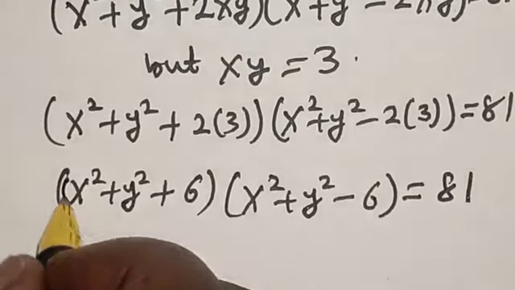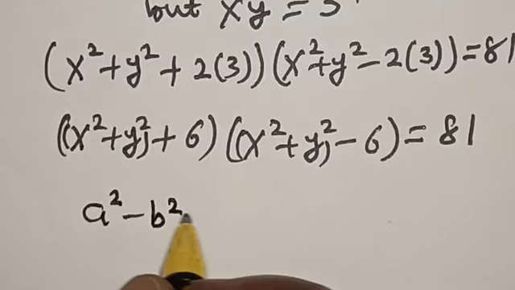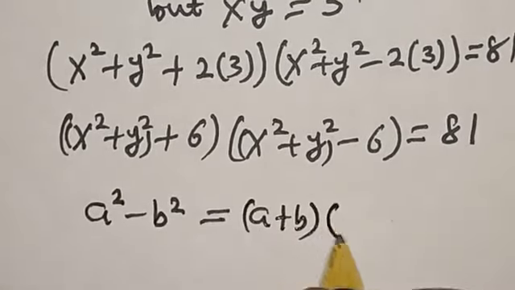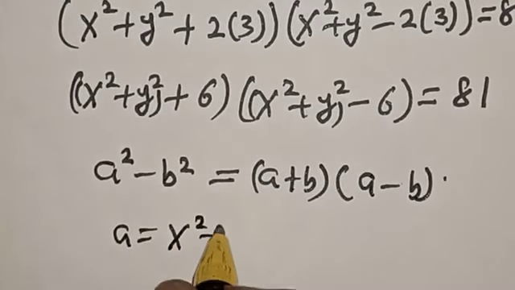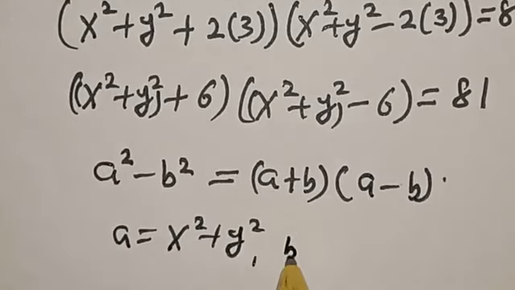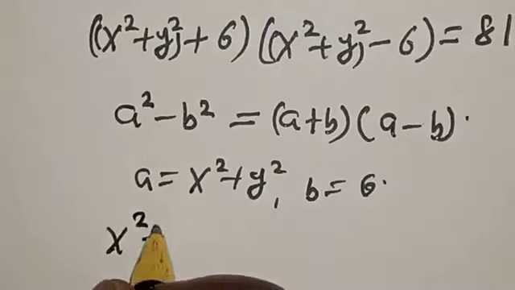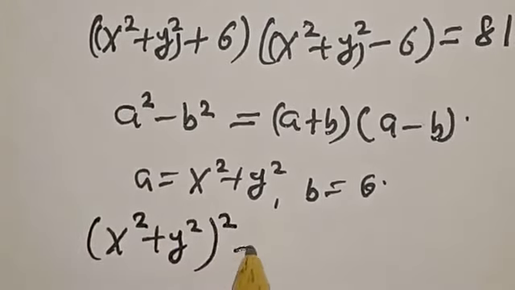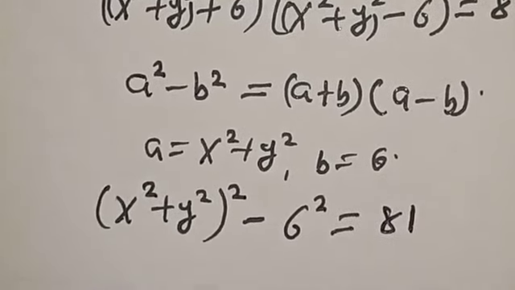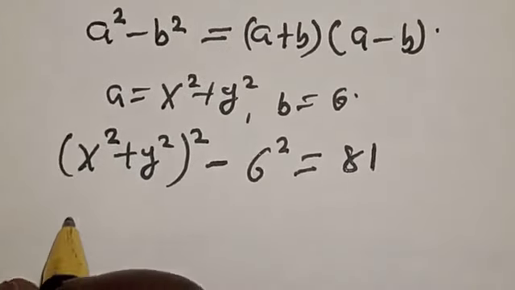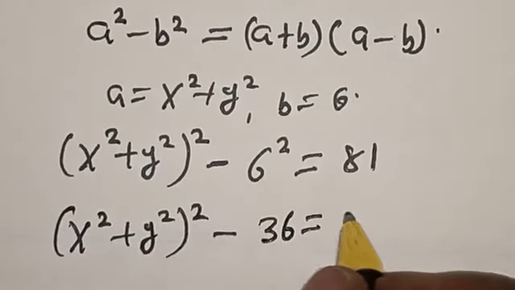Now with this, let's take the bracket of this one. Then this is a squared minus b squared is equal to a plus b multiplied by a minus b. In this case, we have our a to be equal to what? x squared plus y squared, and b is equal to 6. So this is x squared plus y squared all squared minus b squared, 6 squared, is equal to 81. Now this becomes x squared plus y squared, all squared, minus 36 is equal to 81.